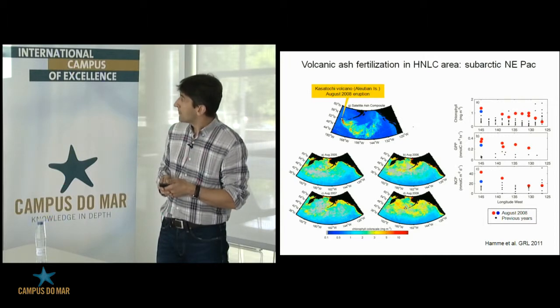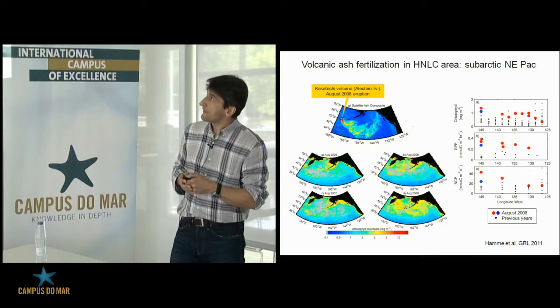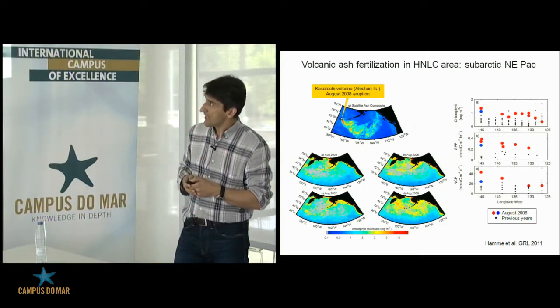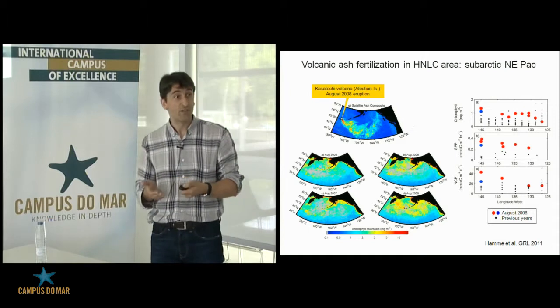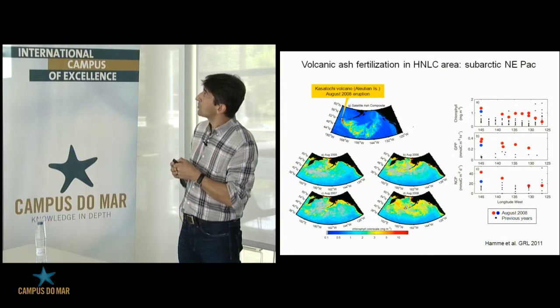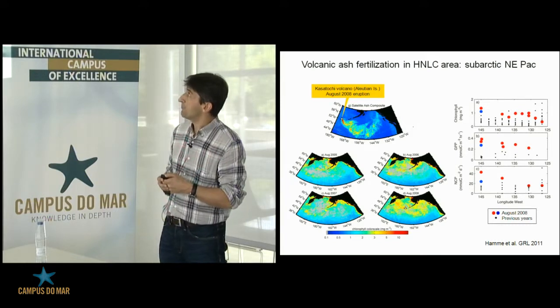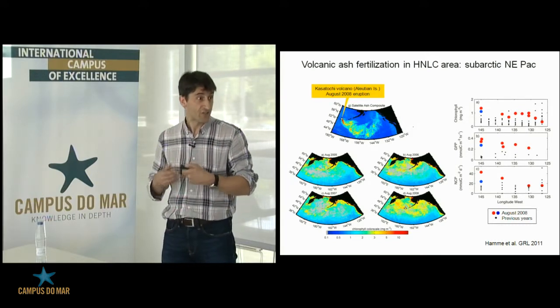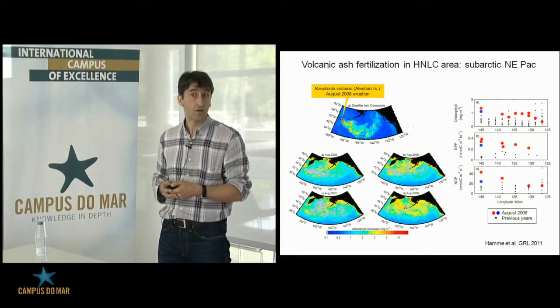This was done by Roberta Hamme and colleagues a few years back, and what they found is that because of the eruption of the Kasatochi volcano in the Aleutian Islands, there was a bloom of phytoplankton that year that had not been observed in previous years. That was August 2008, and in fact they just happened to have a time series of measurements in that region. So the dark dots here indicate previous years, whereas the blue and the red dots indicate measurements collected during August 2008, just immediately after the eruption of the volcano. And you can see that there was clearly a stimulation of chlorophyll concentration and also photosynthesis.